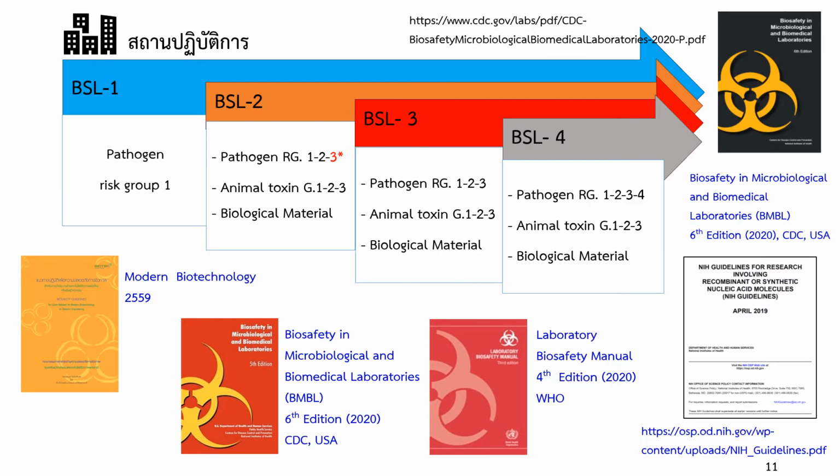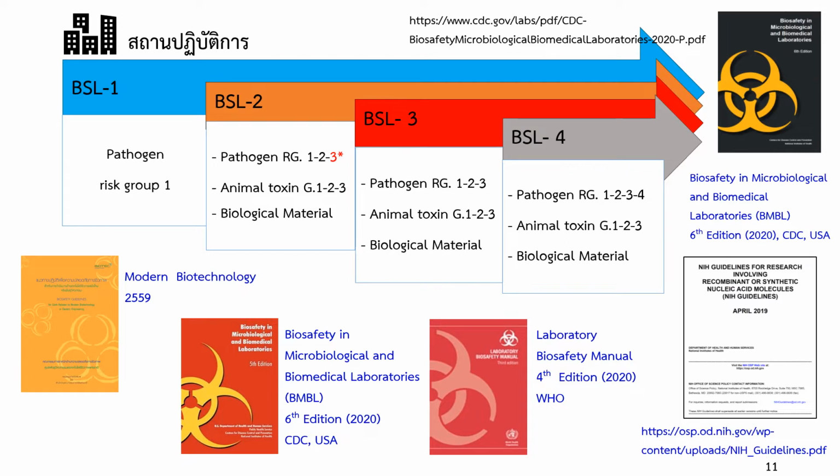In Thailand, the Pathogen and Animal Toxin Act has four levels of biosafety laboratory. BSL-1 is used for risk group 1 pathogens. BSL-2 is used for risk groups 1, 2, and some pathogens in risk group 3. Moreover, animal toxins and biological materials are recommended at this level as well. BSL-3 is used for risk groups 1, 2, 3, and or risk groups of animal toxin. BSL-4 is used for all risk groups of pathogens and animal toxins.